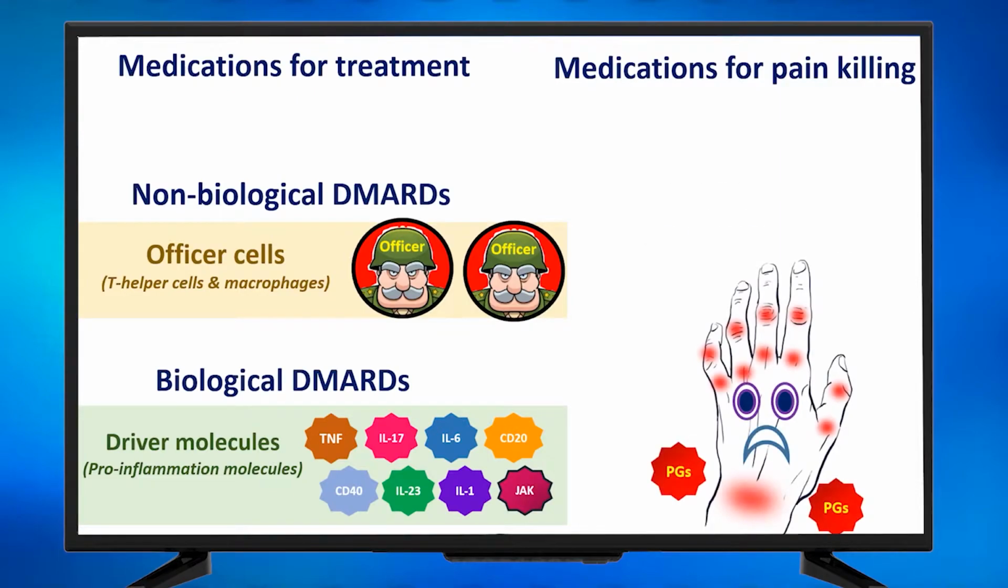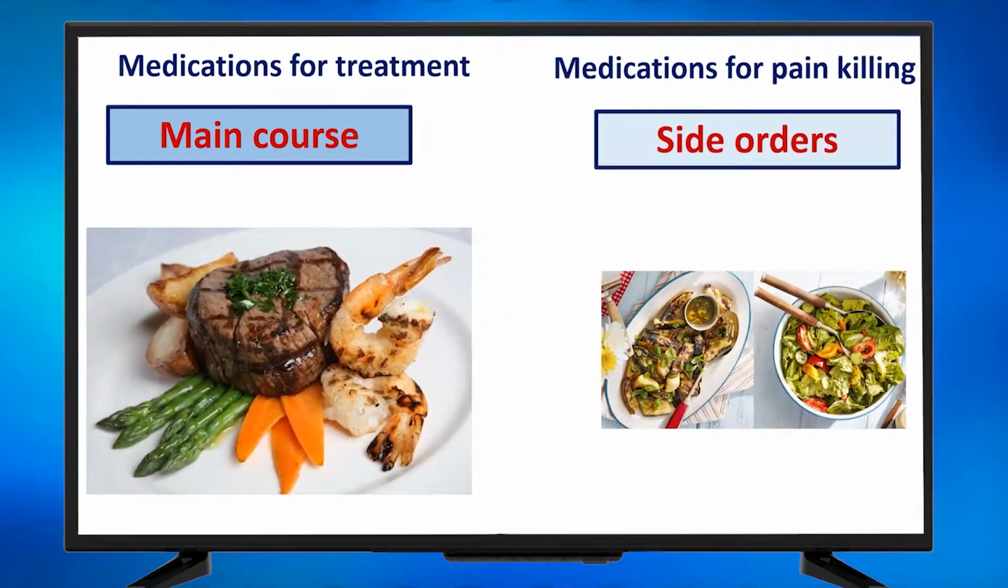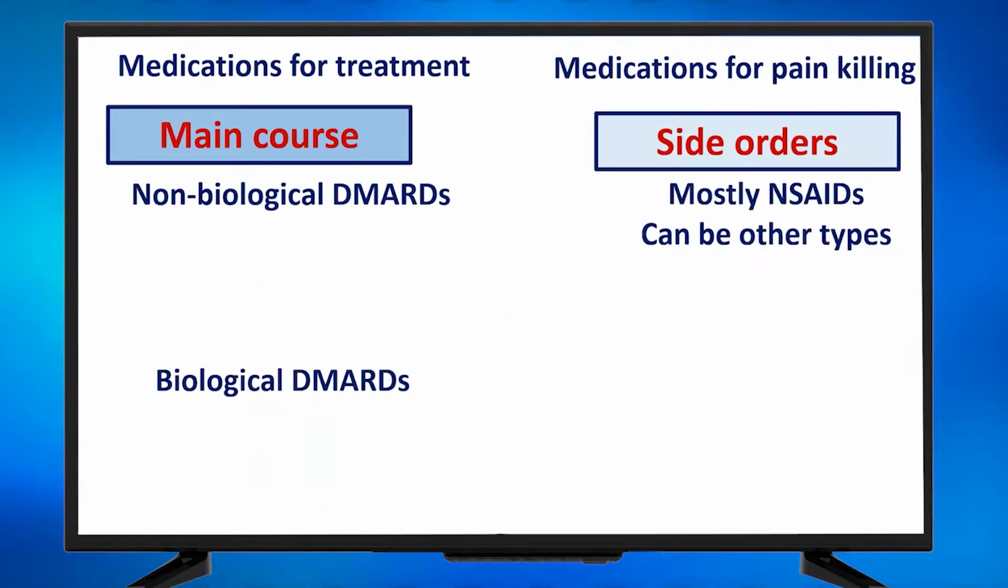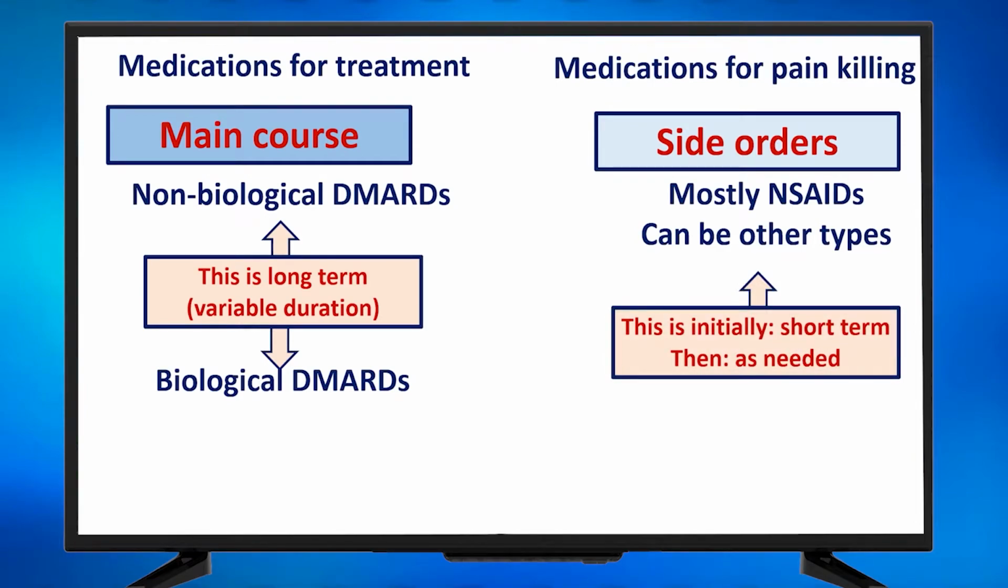For the pain killing, we mostly have the NSAIDs, and can be other types of painkillers, of course, as we mentioned in a video before about easing the pain in arthritis patients. So medications for treatment are like the main course, and medications for pain killing are like the side orders of the prescription of the patient. The main course, which includes the non-biological and the biological DMARDs, is long-term, variable duration, but it is long-term. And the NSAIDs, the side orders, are initially short-term, then should be used as needed if this is a successful treatment plan or a successful prescription for the patient.